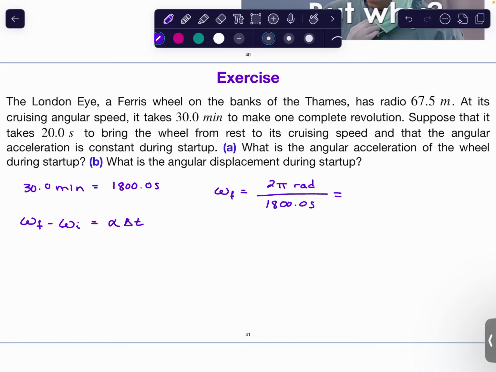Oh, crap, someone was on that huge Ferris wheel. It took 18 seconds to make the revolution. That'd be a bad day. So what you end up with, so now you have the angular velocity at the cruising speed.